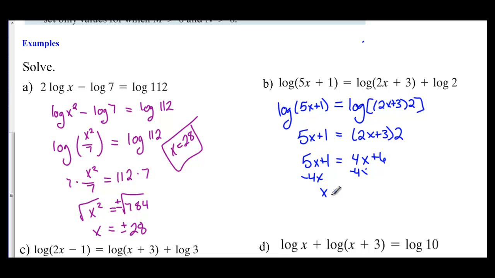We're going to have x plus 1 equals 6. And subtract 1 from both sides. And we're going to get x equals 5. Now we need to double check.